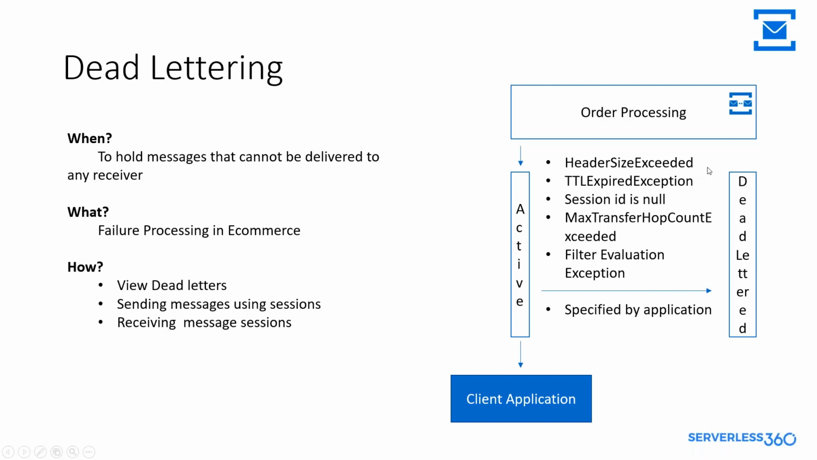When the header size of the message has exceeded. 256 KB is the maximum size allowed for a message that gets into my Service Bus queue. What if my upstream application, which is pushing messages into my queue, has pushed a message with a size beyond that? It would get into my dead letter queue. If the time to live of a message has expired because the client application failed to process it, it would end up in my dead letter queue.